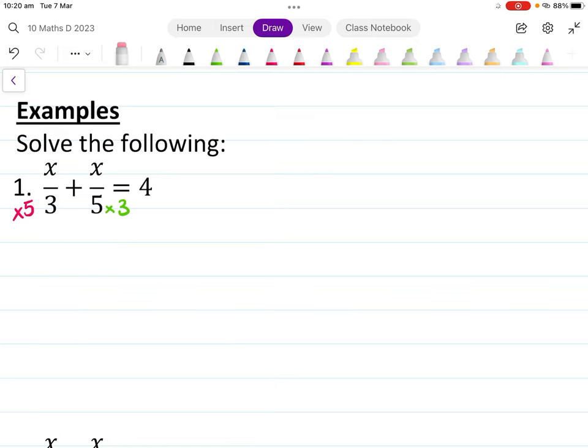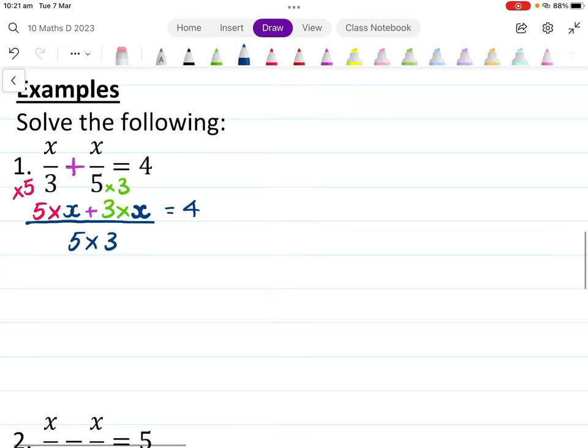I might just go through that a little bit slower. So what I just did was I went 5 times my numerator of x. For my first one, I copied down my plus sign here, and then I went 3 times my second numerator of x. I put this all over, and I multiplied my denominators together of 5 times 3 and let that equal the 4. So we just copied down that equal 4. So we have 5 times x is 5x plus 3 times x is 3x, all over 15 equals 4.